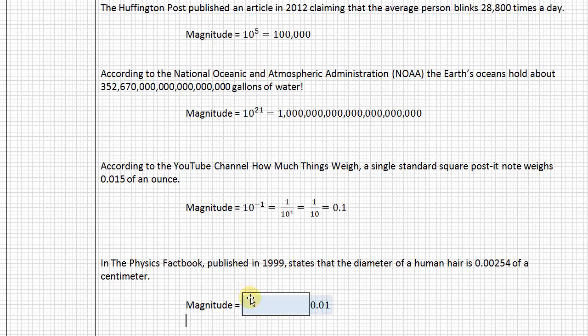Take a moment to think about that. Well, it would be 10 to the negative second power, because the 1 is 2 place values behind the decimal point, so we have to use a negative exponent. And 10 to the negative second power would be 1 over 10 to the second power, and in its decimal form is 0 and 1/100th.